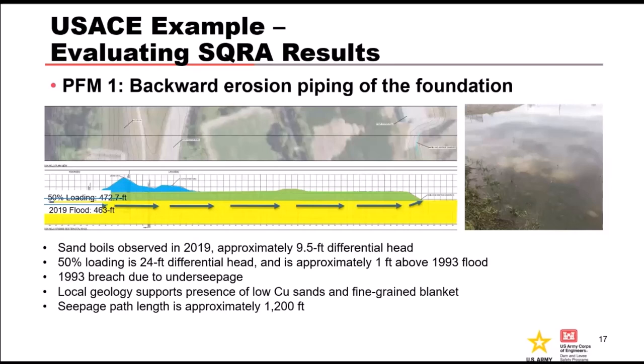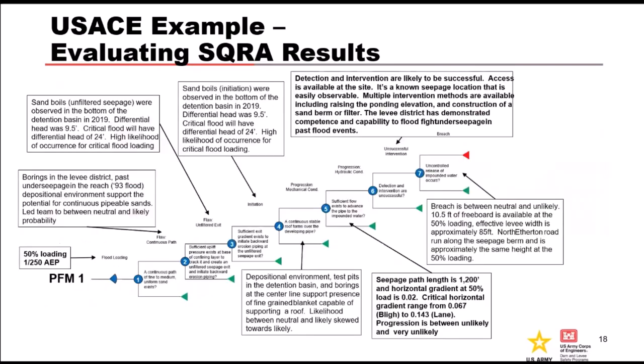So local geology supports the presence of low CU sands and a fine-grained blanket. So that means this is probably some pipeable material, and there's not a whole lot stopping it from going, except for this seepage berm shown here in green, which is significant. So, you know, this is a PFMA.